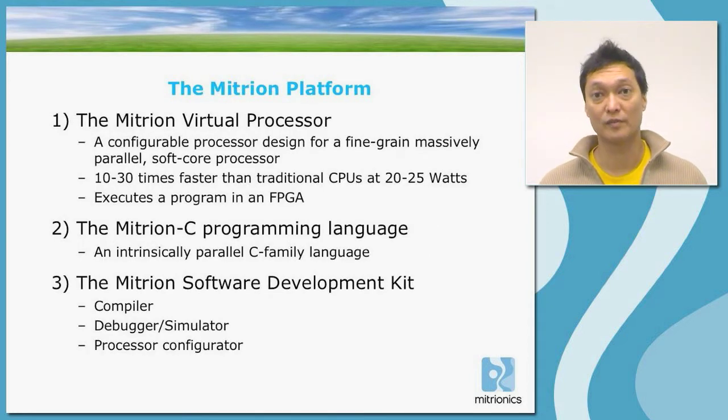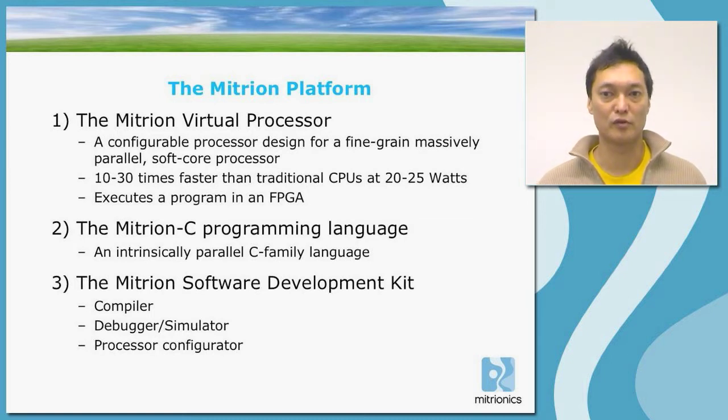The Mitrion platform has as a goal to do precisely this for FPGAs. The Mitrion platform consists of the Mitrion Virtual Processor, which is a configurable processor, or rather a configurable processor design for a fine-grained, massively parallel soft-core processor. The Mitrion processor is about 10 to 30 times faster than traditional CPUs at around 20 to 25 watts. And this device is what actually executes a program in an FPGA.